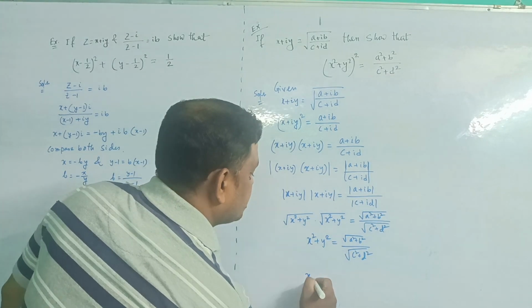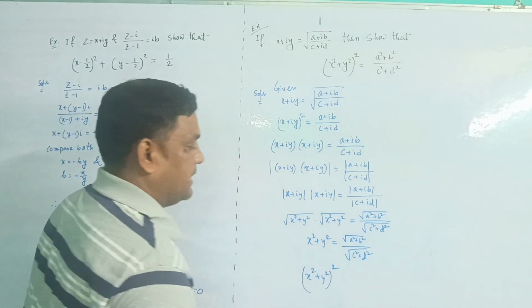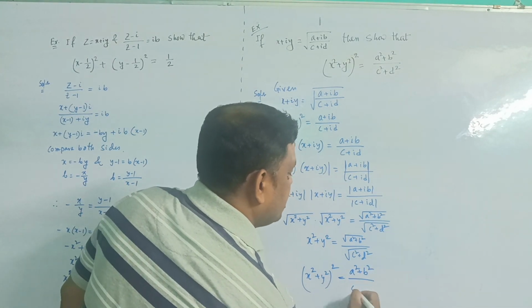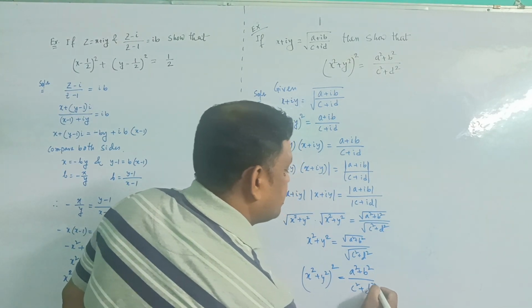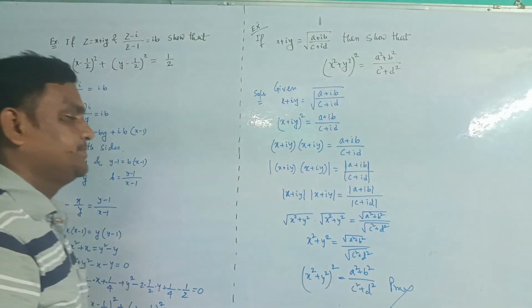Now squaring both sides, we will get (x square plus y square) whole square, which is equal to (a square plus b square) divided by (c square plus d square). So proved.